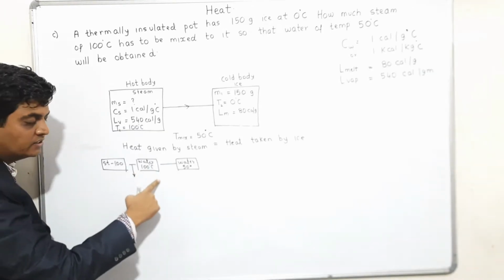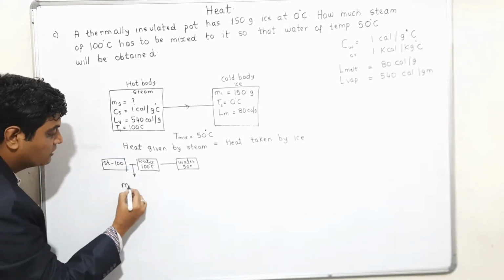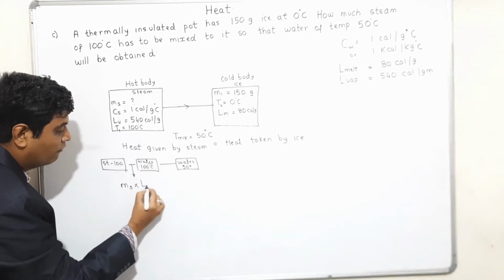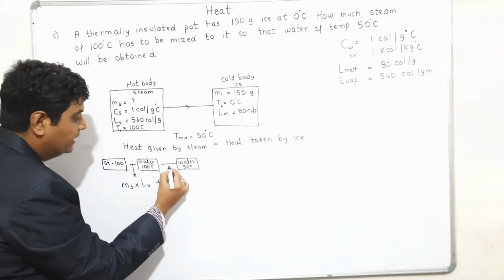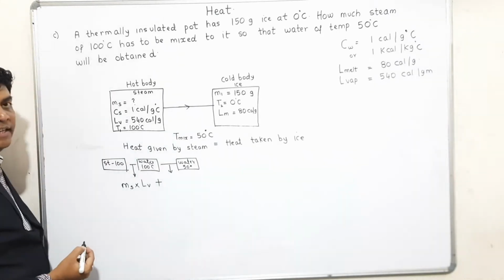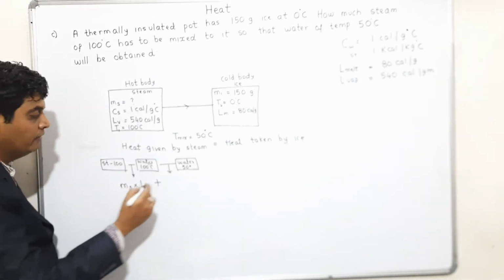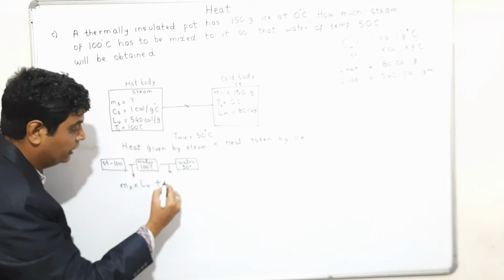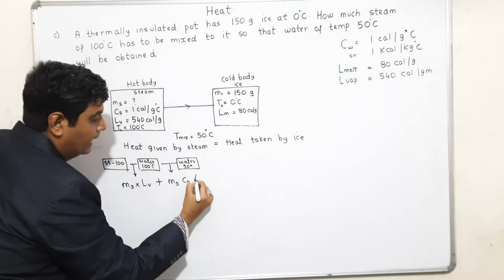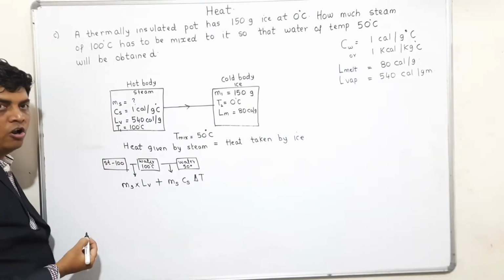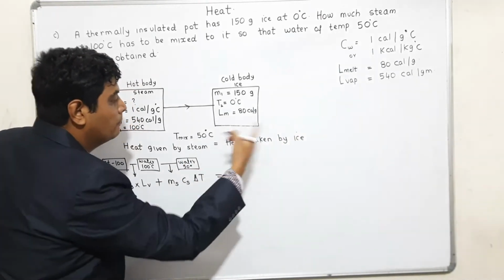Whenever there is change in state, heat involved is mass of the steam multiplied by latent heat of vaporization of steam, plus, here there is fall in temperature, so it will be mcΔT: mass of the steam, C of the water, and ΔT. ΔT is rise or fall in temperature. This will be taken by the ice.